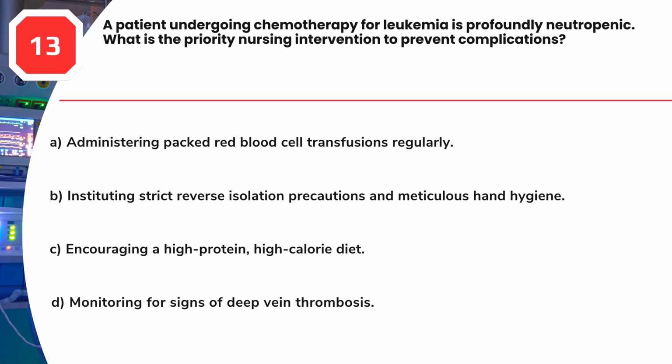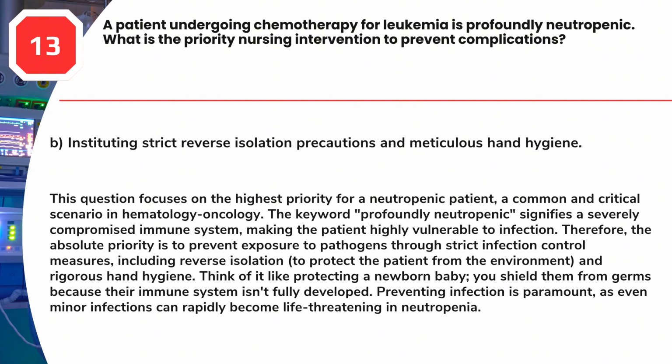Question 13. A patient undergoing chemotherapy for leukemia is profoundly neutropenic. What is the priority nursing intervention to prevent complications? A. Administering packed red blood cell transfusions regularly. B. Instituting strict reverse isolation precautions and meticulous hand hygiene. C. Encouraging a high-protein, high-calorie diet. D. Monitoring for signs of deep vein thrombosis. Answer: B. Instituting strict reverse isolation precautions and meticulous hand hygiene.